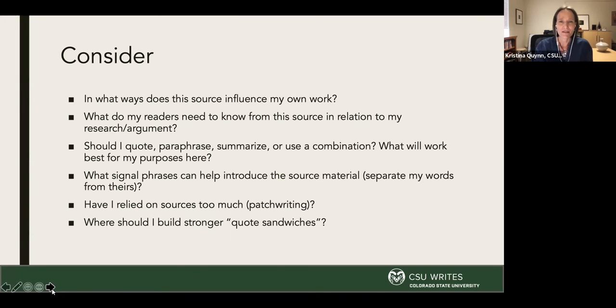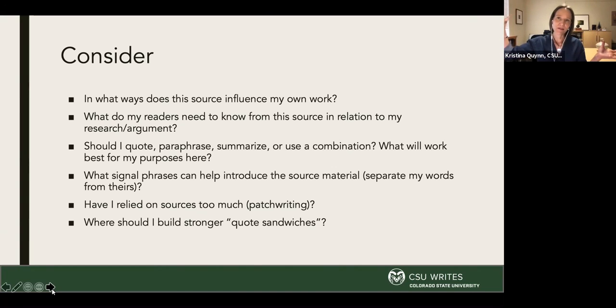And then consider this last one, the C. Consider, in what ways does the source influence your own work? What do your readers need to know from the source in relation to your own research and argument? Should you paraphrase, summarize, or use a combination? So you get to decide which is the best way to give some attention in your own work to work that's been done before. What will work best for your purposes?